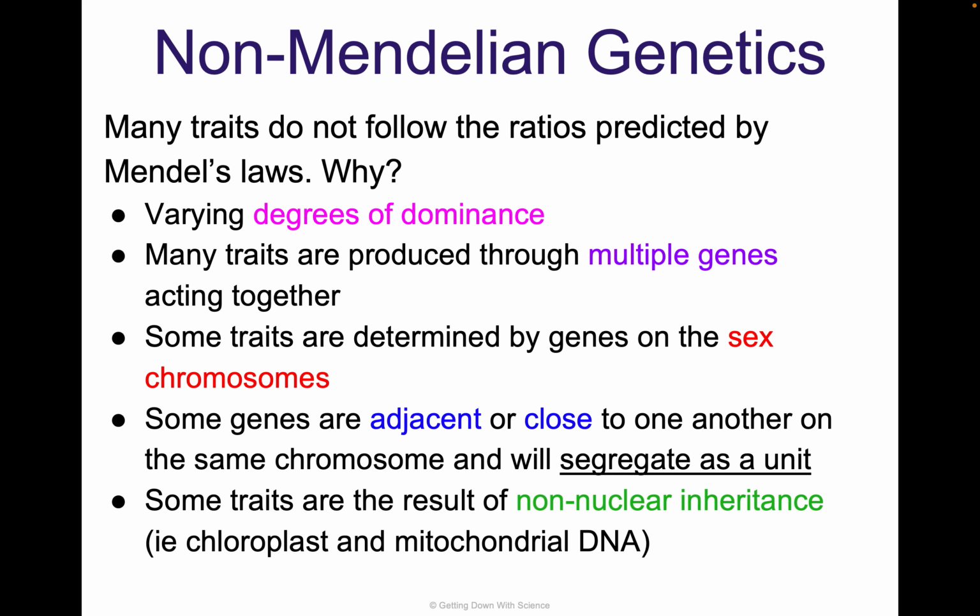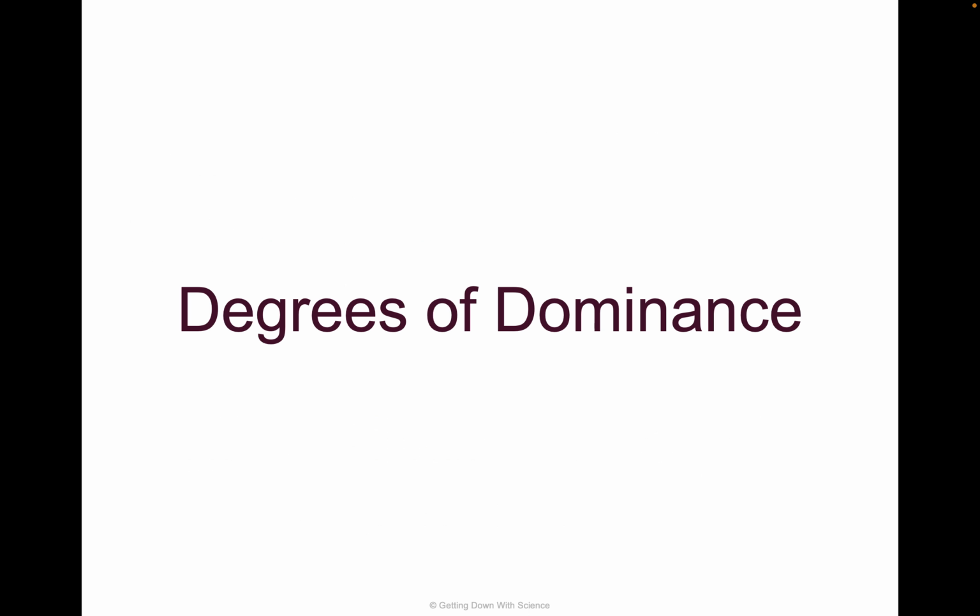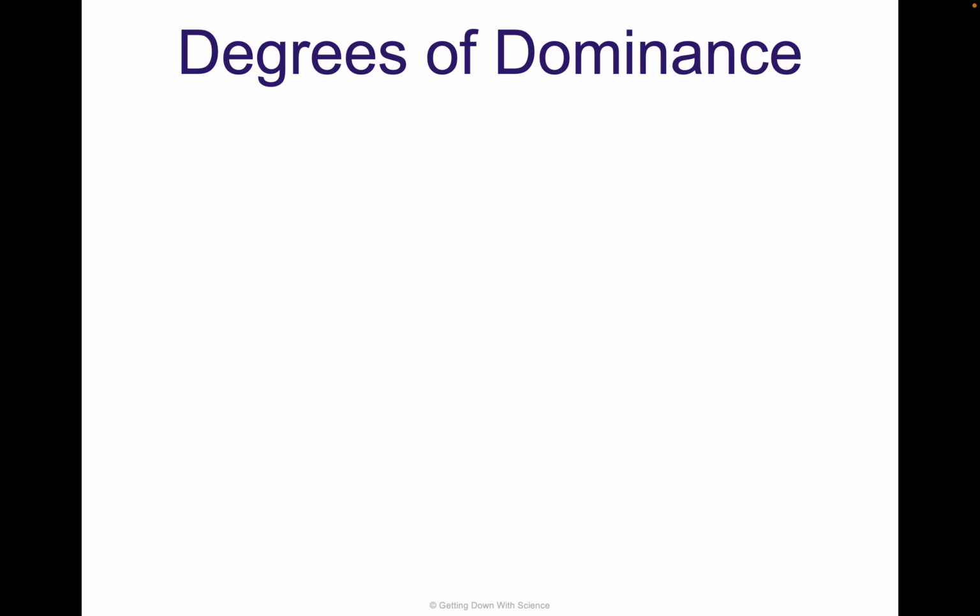And some traits are the result of non-nuclear inheritance. So remember, chloroplasts and mitochondria have their own DNA. That DNA has traits on it. That is a non-nuclear inheritance trait. So let's talk about degrees of dominance.